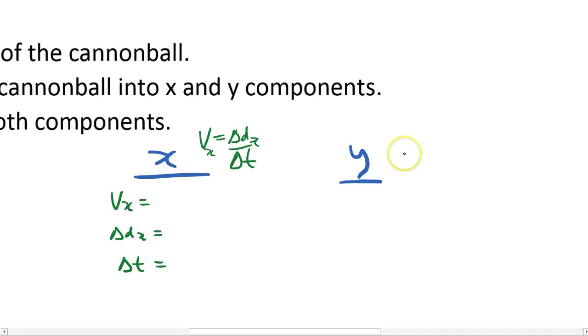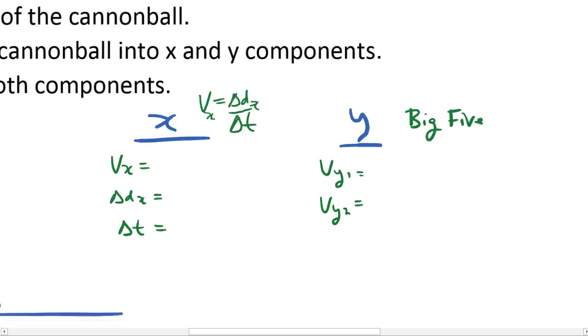Now in the vertical, in the y direction here we're going to use the big 5. So, our big 5, we got V1, but I'm going to say Vy1 because I'm separating between x and y components. So this would be how fast the object is moving vertically initially, at the beginning of the interval that I'm interested in. Vy2 is in the y direction, what's the velocity at the end of the interval that I'm interested in. Okay, and then delta t, ay, and what's left? Delta dy.